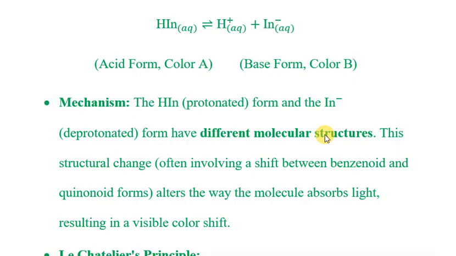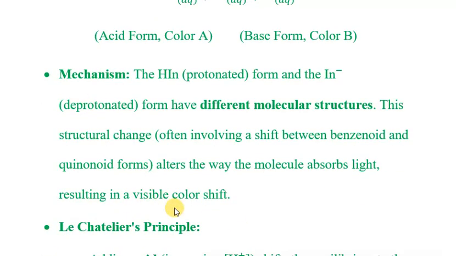According to one theory, known as the quinoid theory, the color change often involves a shift between the benzenoid and quinonoid forms. They alter the way the molecule absorbs light, resulting in the visible color shift.